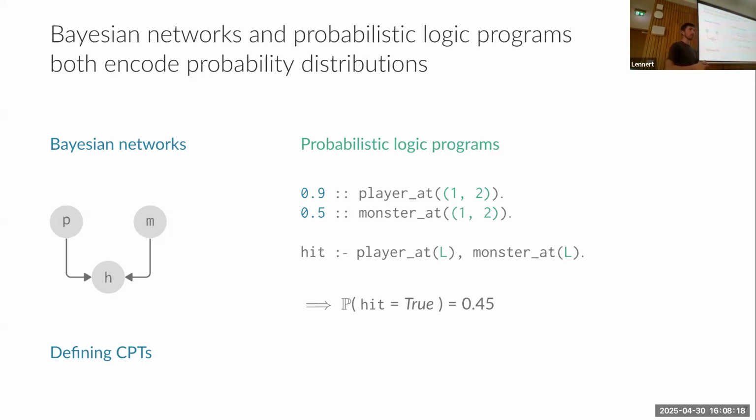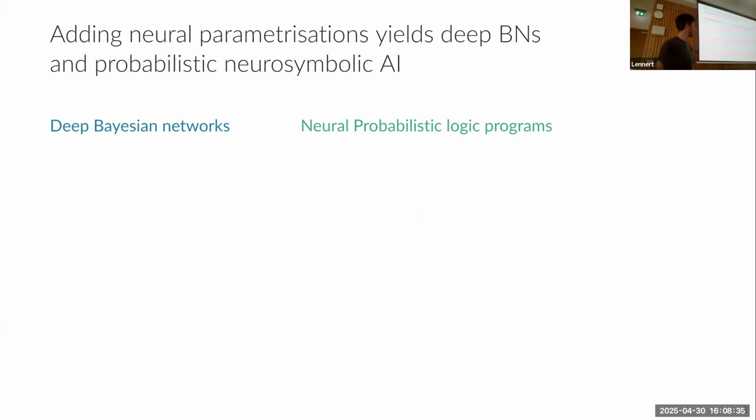And the same machinery of probabilistic inference still applies. You can compute the probability that hit is true, which is 0.45, by just multiplying those probabilities. So on the left you define CPTs, on the right you define logic programs, and you can take advantage of the automated reasoning capabilities that we have for logic.